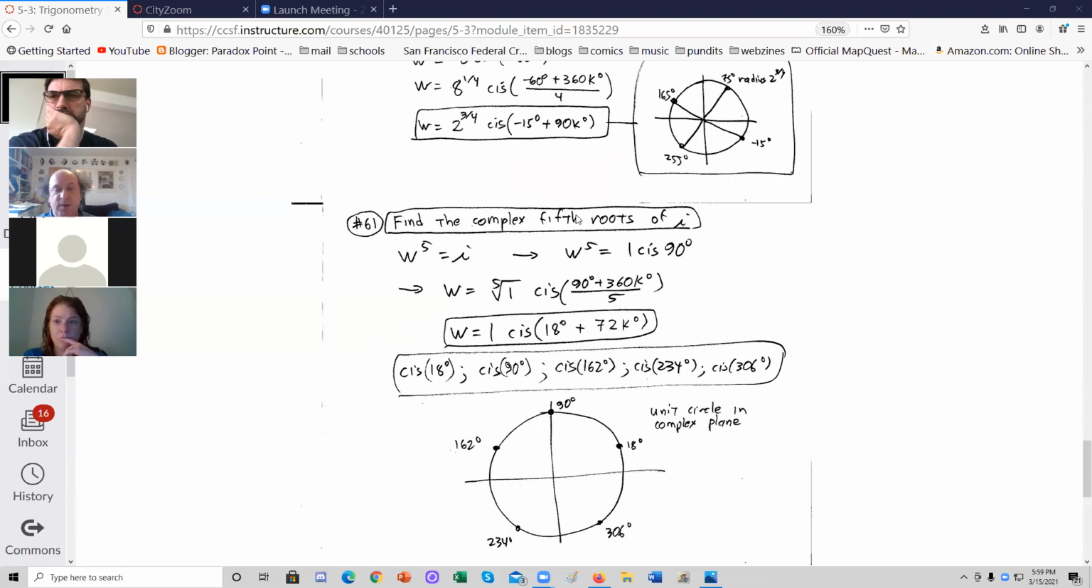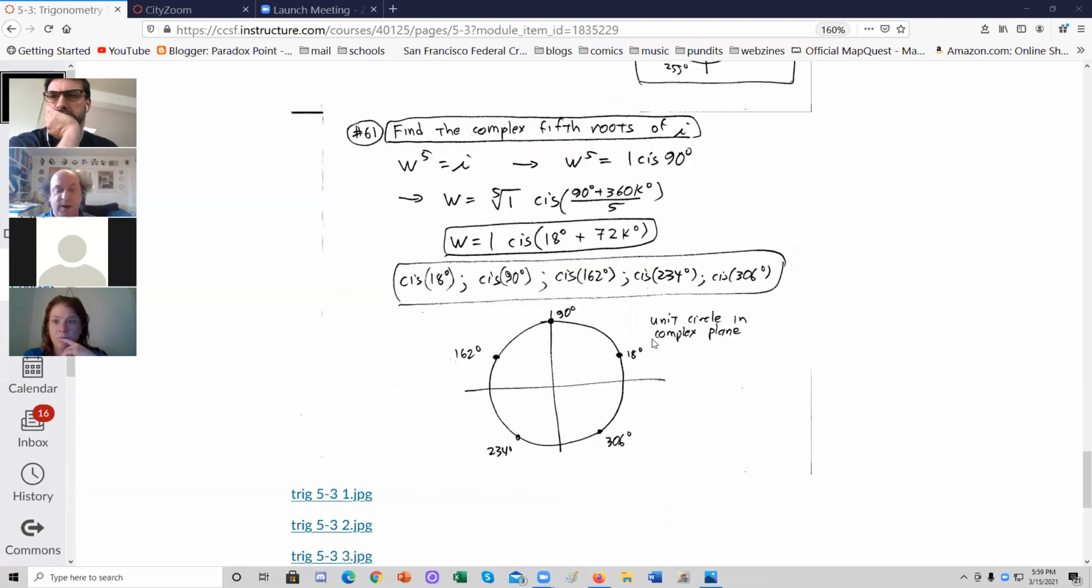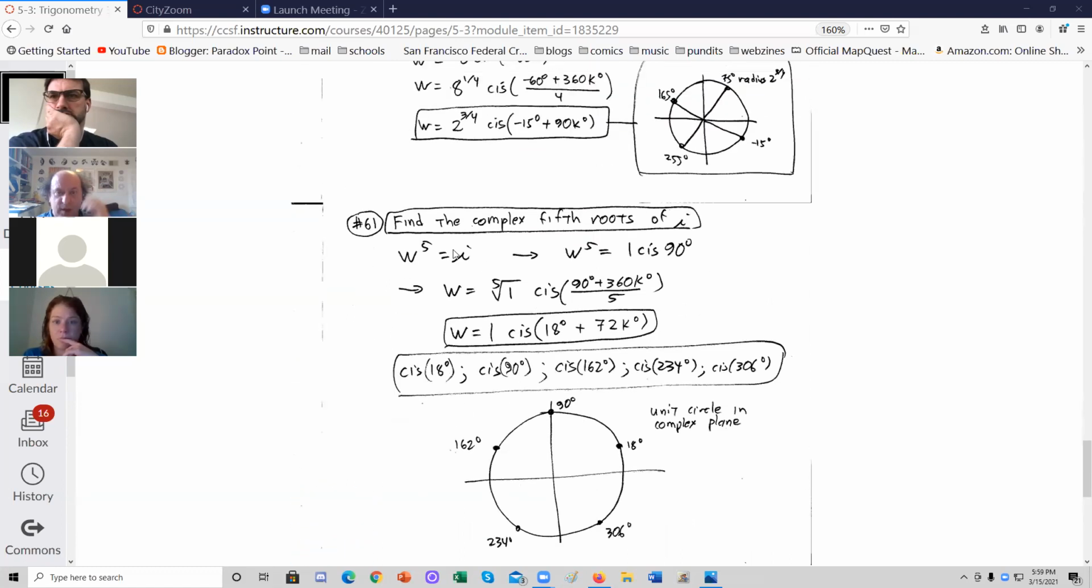Here, 5th roots will wind up dividing the circle up into 5 equally spaced parts. So find the complex 5th roots of I. So w to the 5th equals I. And I is 1 cis 90 degrees, or cis 90 plus 360k degrees.